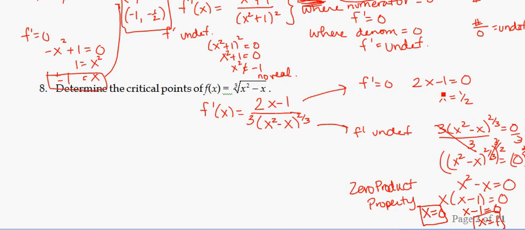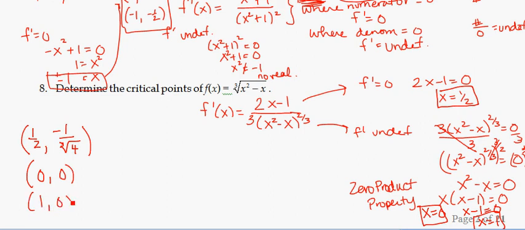So I have three critical numbers, one where the derivative is 0 and two where the derivative is undefined. And putting these all together as critical points, I have 1/2 comma, going back to the original function, negative 1 over the cube root of 4. That's one ordered pair. 0 comma 0 and 1 comma 0. So these are my three critical points. This first one is where the derivative is 0, and these two are where the derivative is undefined.